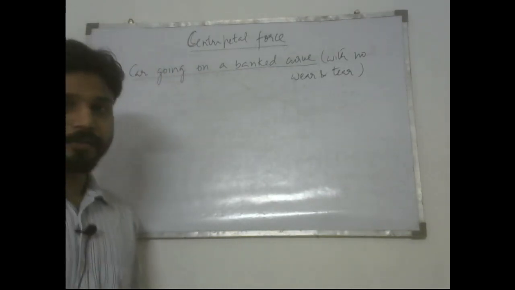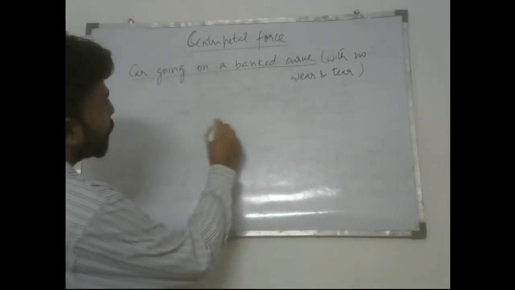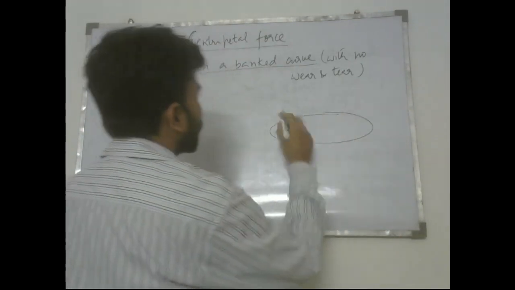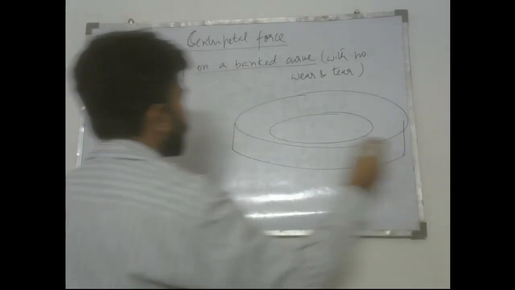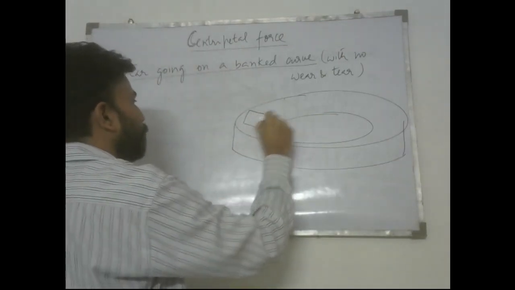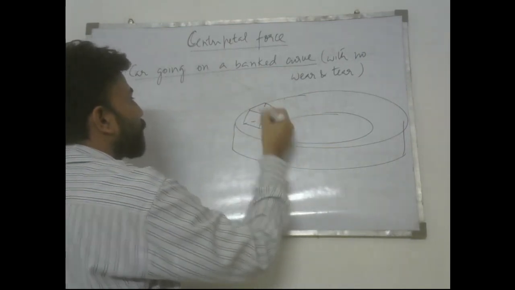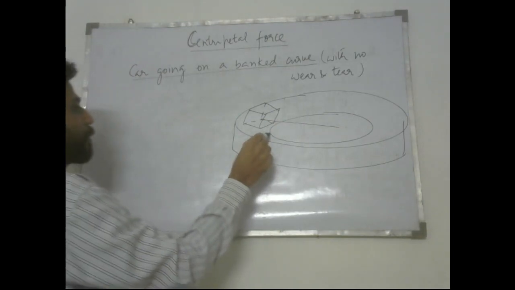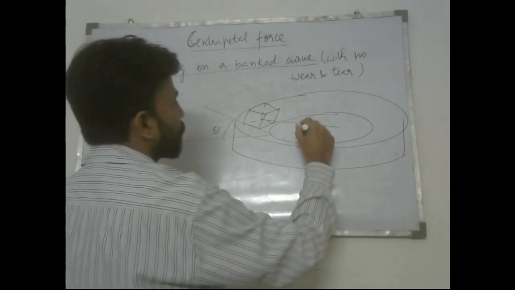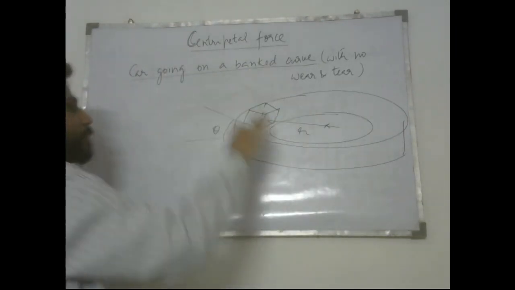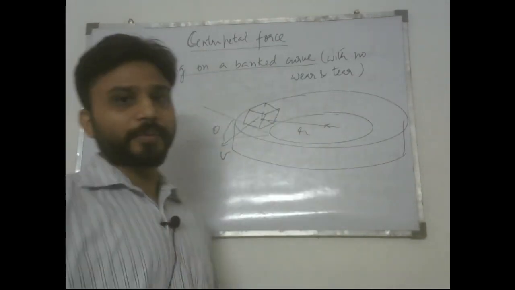So we have a banked curve, and on a banked curve the car is going. By a banked curve we mean a curve drawn like this. Again assume this to be a car. This is the car and it is going on a curve, and this curve has some banking. Banking means it has some inclination. The radius of the circle in which the car is going is r and it is going with some speed v. So this is the situation in which a car goes on a banked curve.